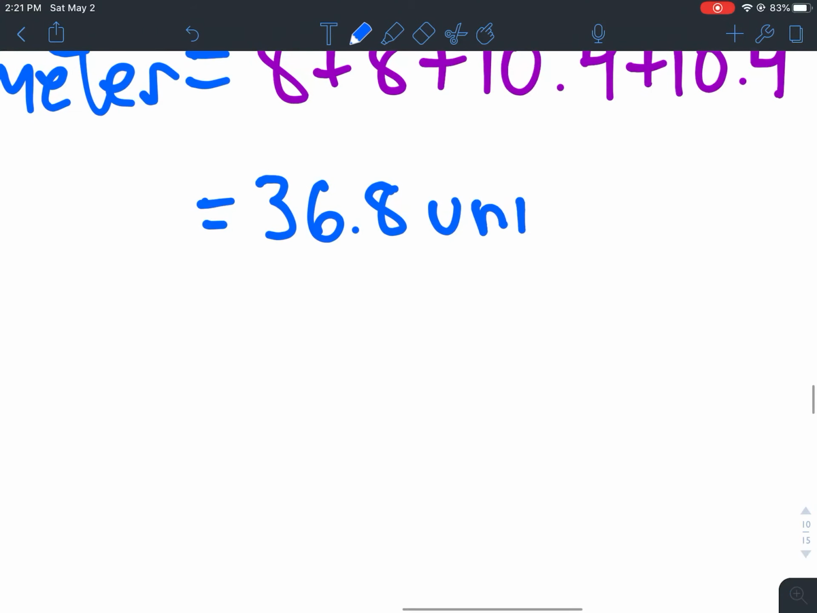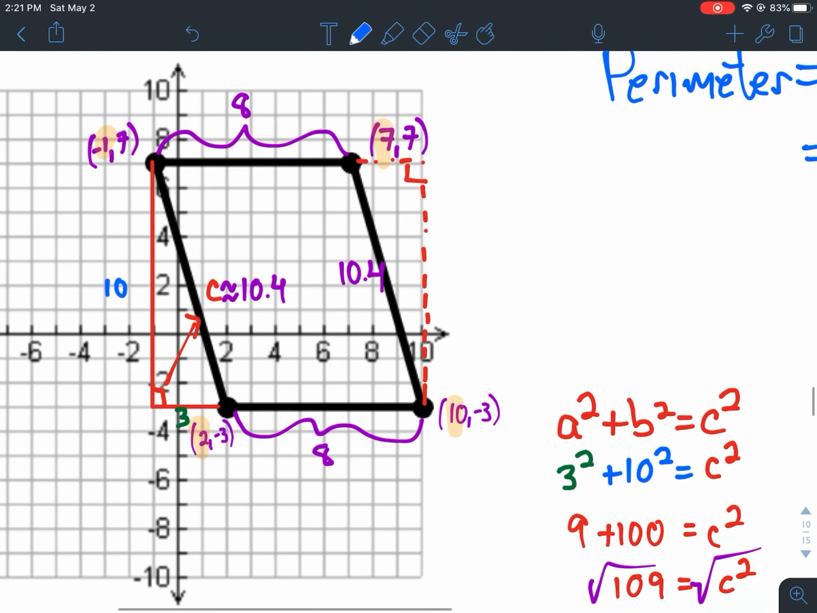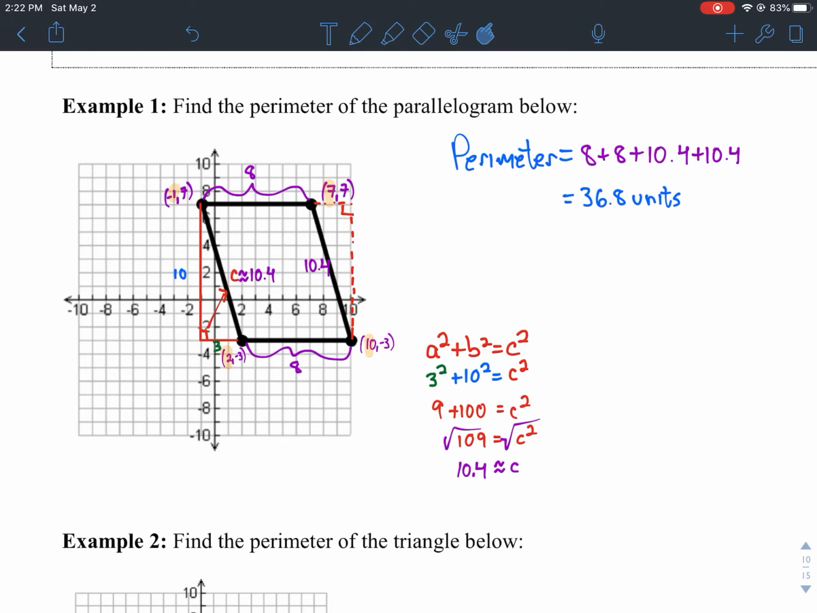All right. So that is the distance around. So roughly, because we rounded the slant height using the Pythagorean theorem, the perimeter for this first shape, this parallelogram, is 36.8 units.